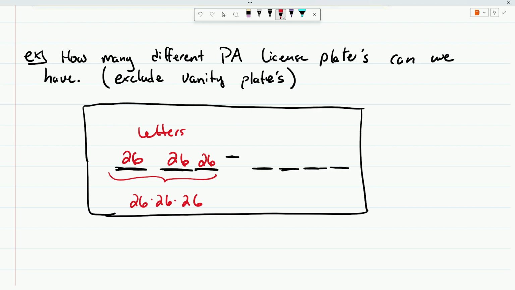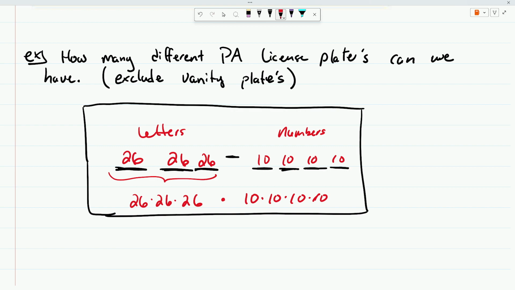Now let's worry about the numbers. Well, the numbers can be 0 through 9. Well, that's a total of 10 numbers. So for the numbers, we have 10, 10, 10, and 10. So we need to multiply 26 times 26 times 26 times 10 times 10 times 10 times 10.